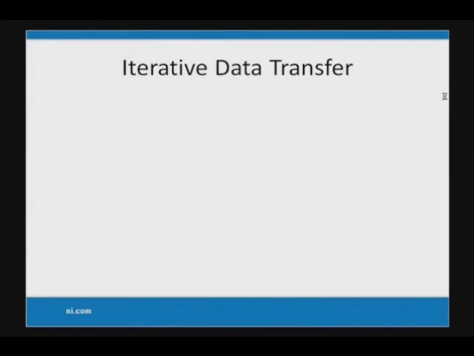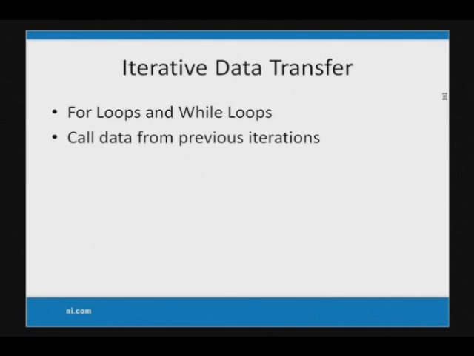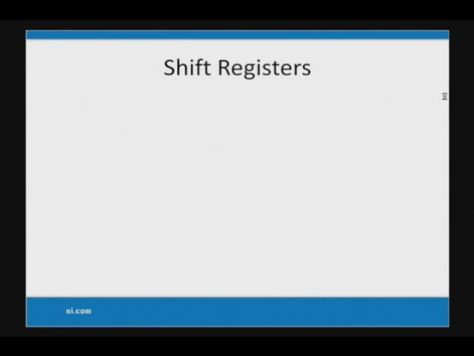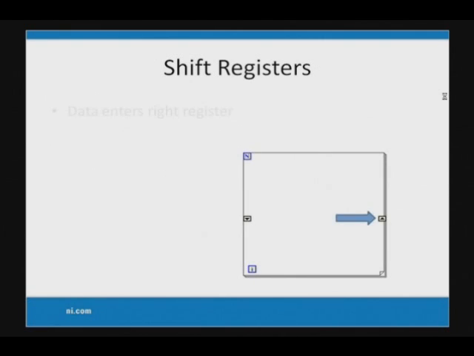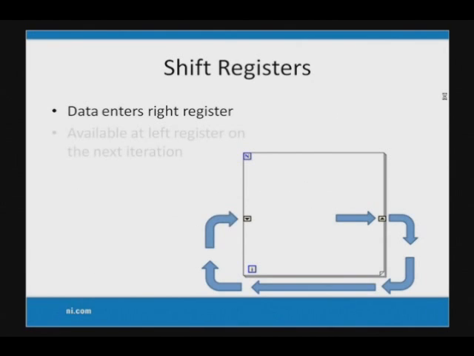Next topic is iterative data transfer. When programming with loops, such as for loops or while loops, sometimes you want to call data from a previous iteration of the loop. In LabVIEW, shift registers are used to pass values from one loop iteration to the next. Data enters the shift register on the right register and is passed on the next iteration to the left register.